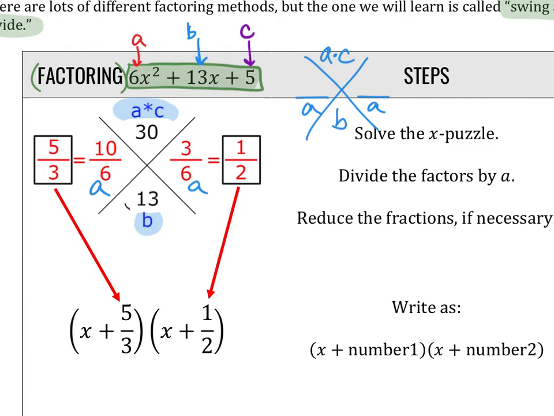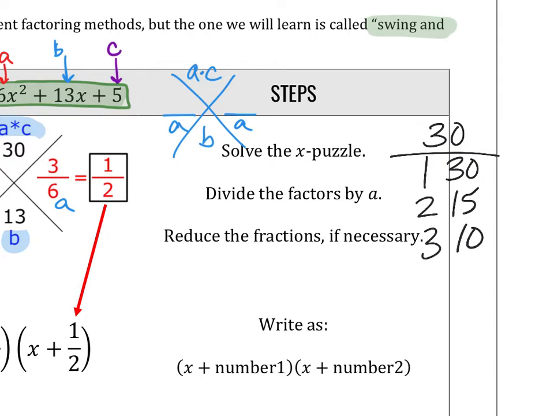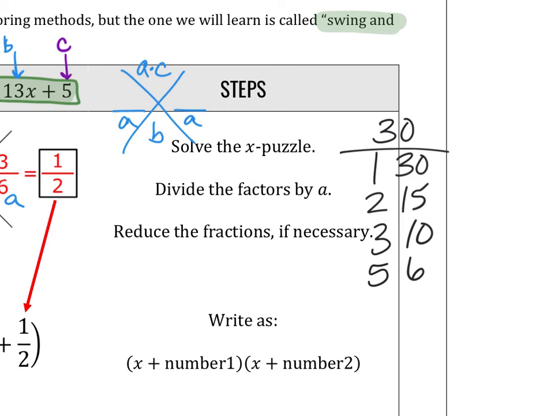Okay, now we learned last time how to solve these X puzzles. So we would have made a chart for 30. 1 times 30, 2 times 15, 3 times 10. Does 4 go into 30? No. And then 5 times 6. Since the top number is positive, am I going to put a plus sign or a minus sign? Plus. Okay, so I'm going to add all of these. That's 31. That's 17. That's 13.